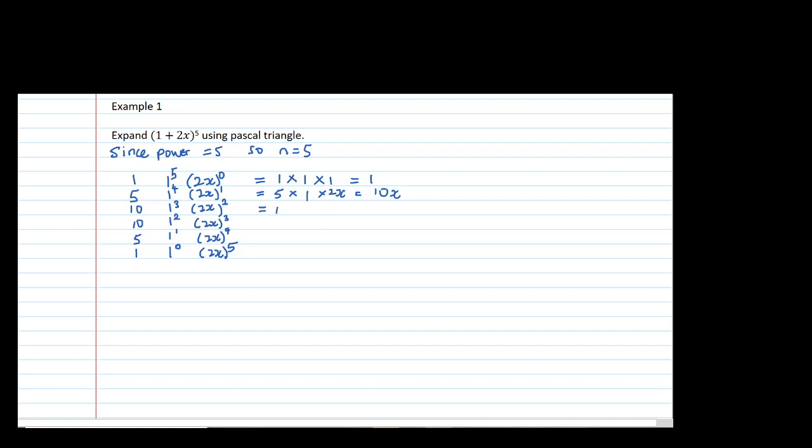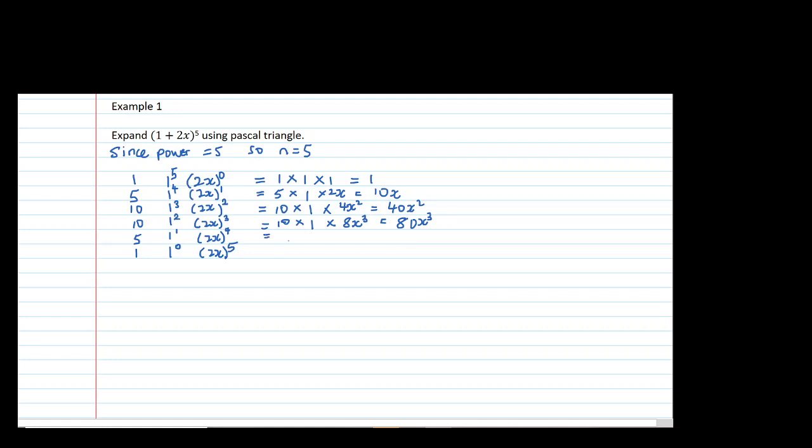And then you will have 10 times 1 times 2x squared. The bracket 2x squared is 4x squared, so you get 40x squared. And then you will have 10 times 1 times 2x to the power of 3, which is 8x cubed, so you get 80x cubed.